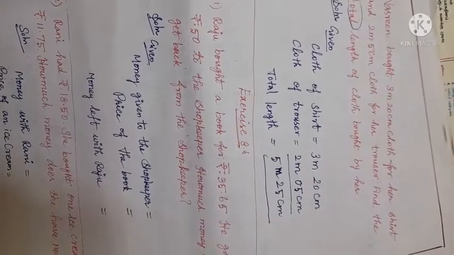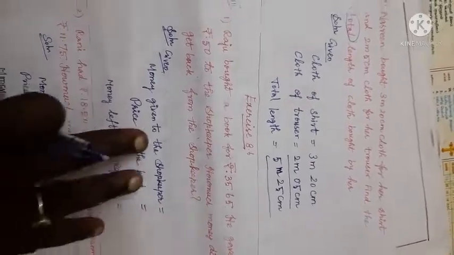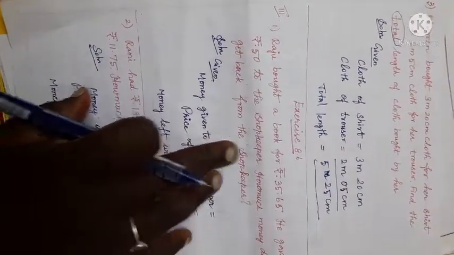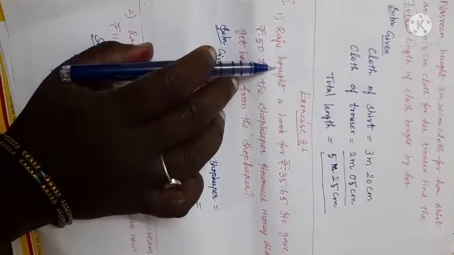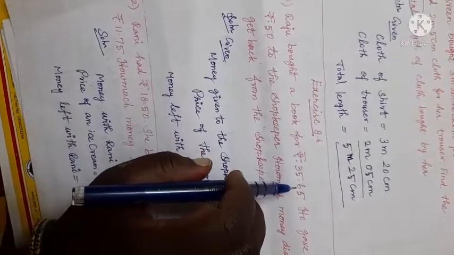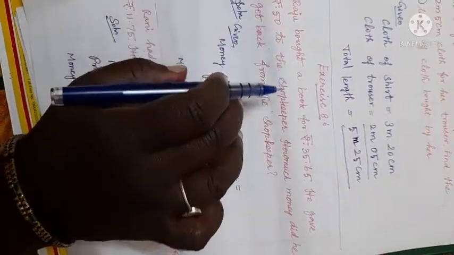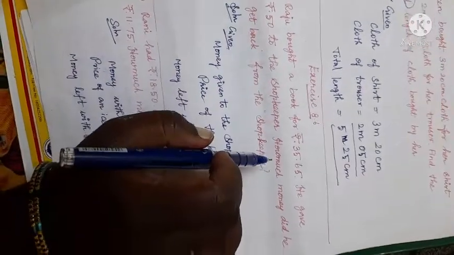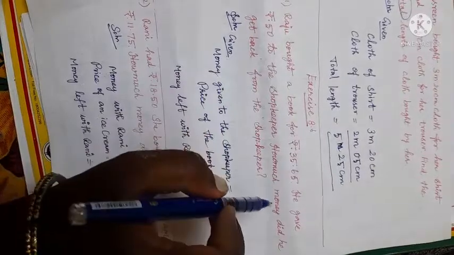3 sums I gave you, addition sums. Next, exercise 8.6, word problems. Raju bought a book for rupees 35.65. He gave rupees 50 to the shopkeeper. How much money did he get back from the shopkeeper?